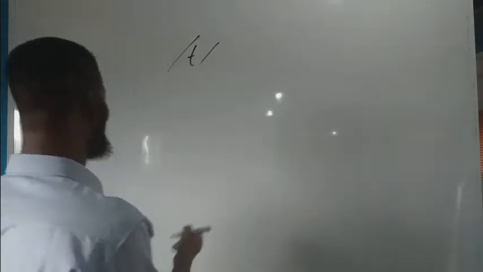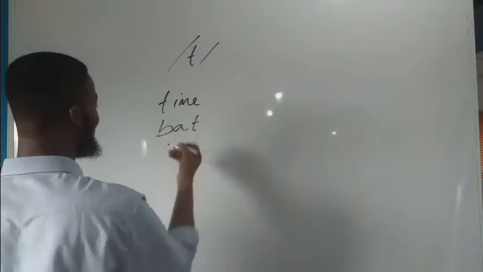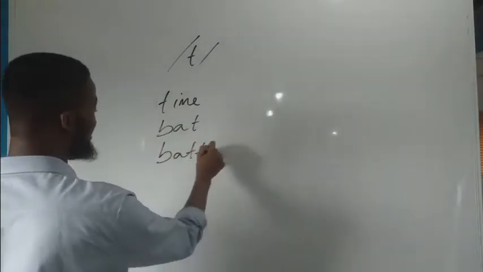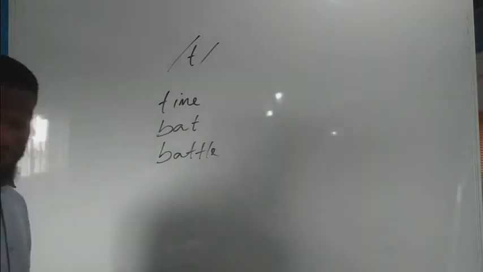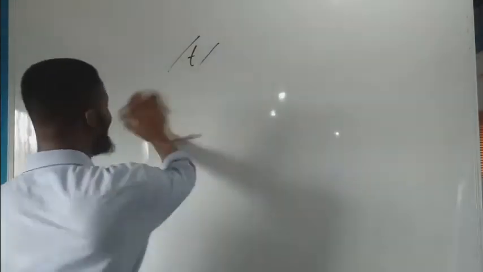Look at how T occurs in words. T can occur at the beginning of a word, for example, time. T can occur at the end of a word, for example, BAT. T can even occur in the middle, like battle. Alright, that's not our problem. Our problem is the fact that T is silent in many words.